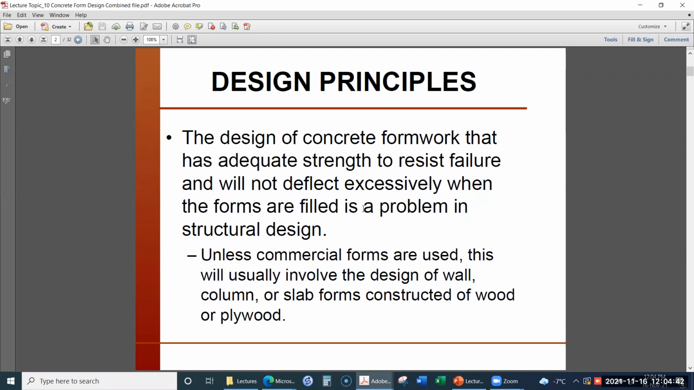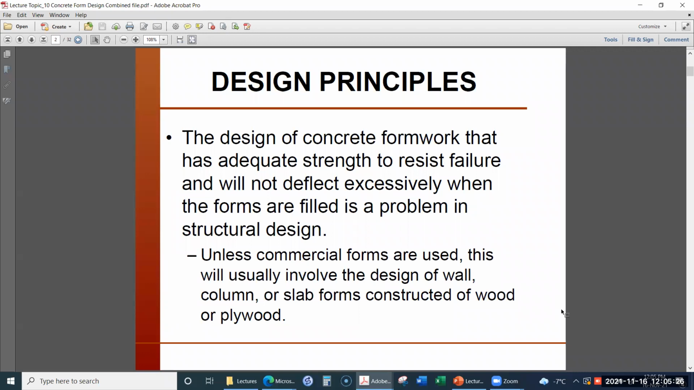Therefore, when we want to design those formworks, our objective is that there should not be excessive deflection, and the formwork is free from different types of failures, which are bending failure and shear failure. So these formworks need to be designed. These forms are constructed of wood or plywood, and in this topic, we are considering the forms which are made from wood or plywood.